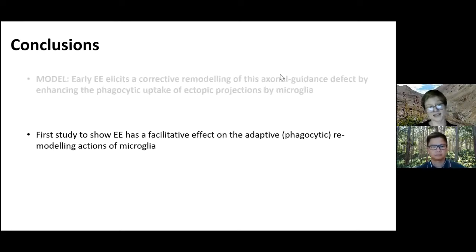And this is an important study because it seems to be the first to show that enrichment has a facilitative effect on the adaptive remodeling actions of microglia. So there have been studies which have shown the impact of enrichment in an immune context, because microglia are also an immune cell, but there seem to have been no studies to show that enrichment has an effect on their more plasticity-associated functions. So it's quite novel in that regard.